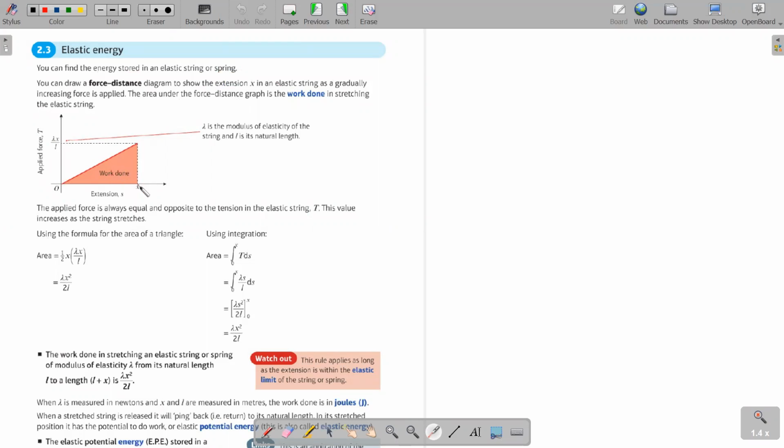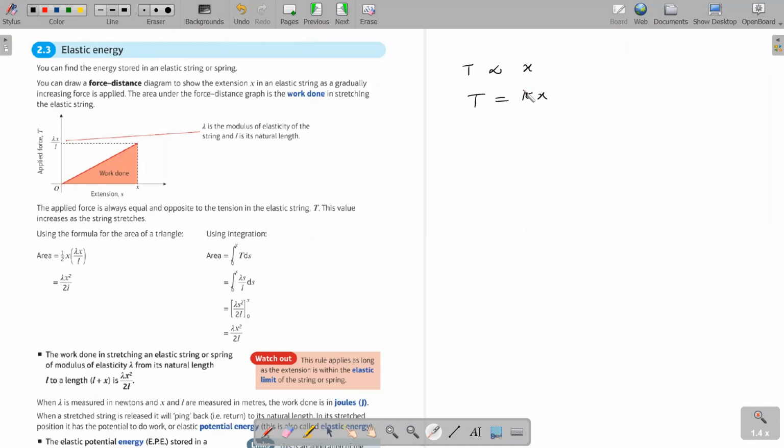Now over here you can see we have drawn a force distance diagram to show the extension x in an elastic string. Do you see? Now you do realize tension is directly proportional to extension, isn't it? If tension is directly proportional to extension, do you agree with this particular graph? When you draw extension against tension, you need to realize that it is a straight line that passes through the origin. Do you see? So this is a straight line because when you draw this graph, T equals kx.